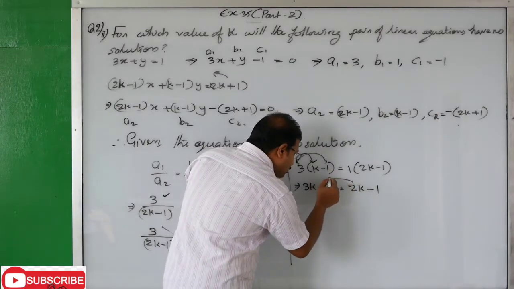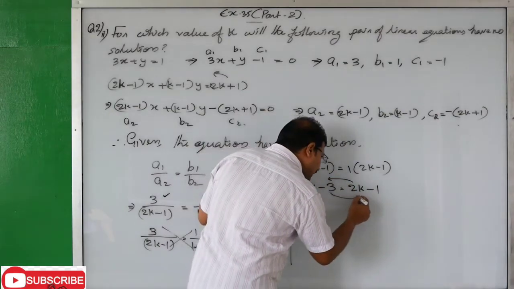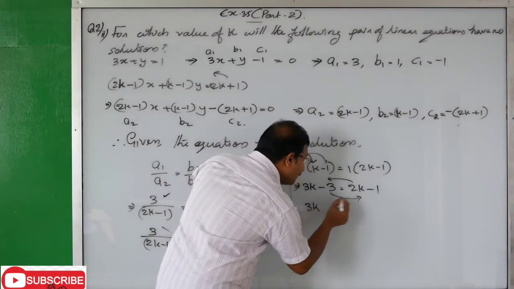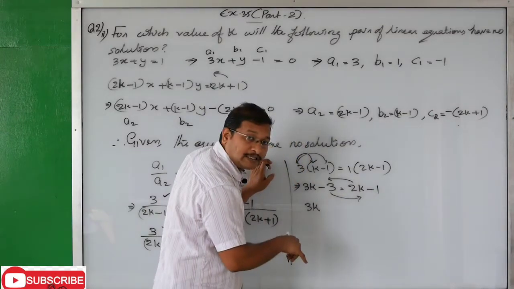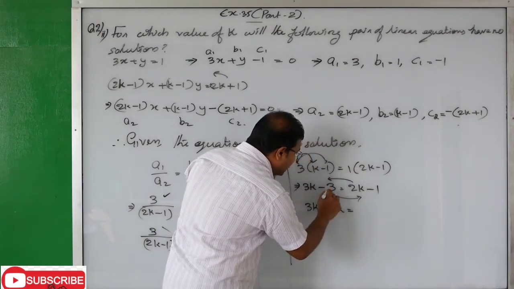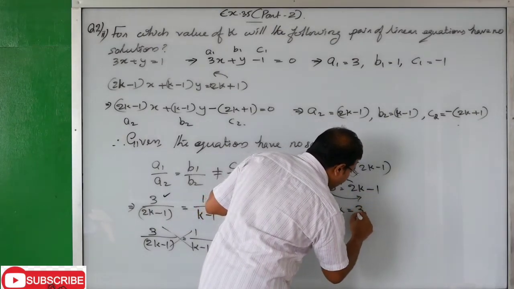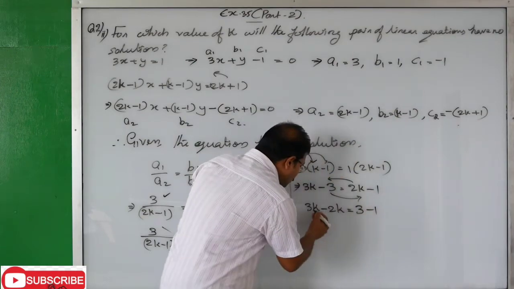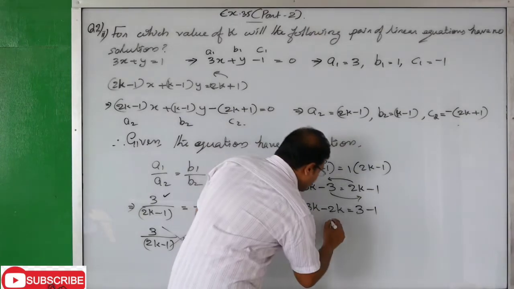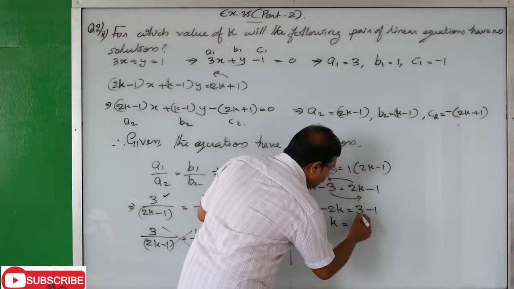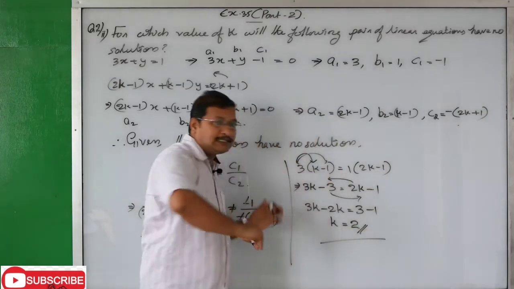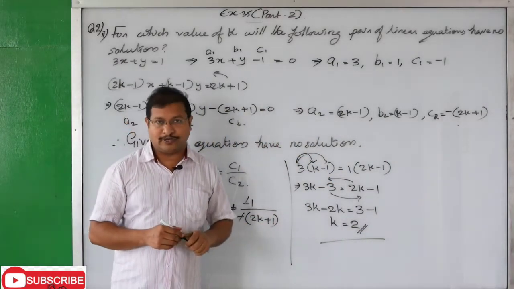Now 2k will carry to the left side, minus 3 will carry to the right side. That means 3k, minus 2k comes to the next side, equals minus 3 goes to the next side, plus 3, already here minus 1. So 3k minus 2k, 1k. 1k means you can write k equals 3 minus 1, that is 2. So the value of k is 2. Ready? Let's go to the next question.